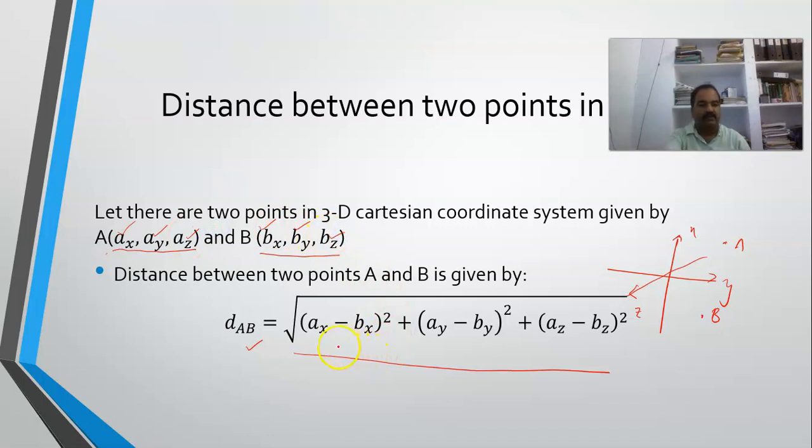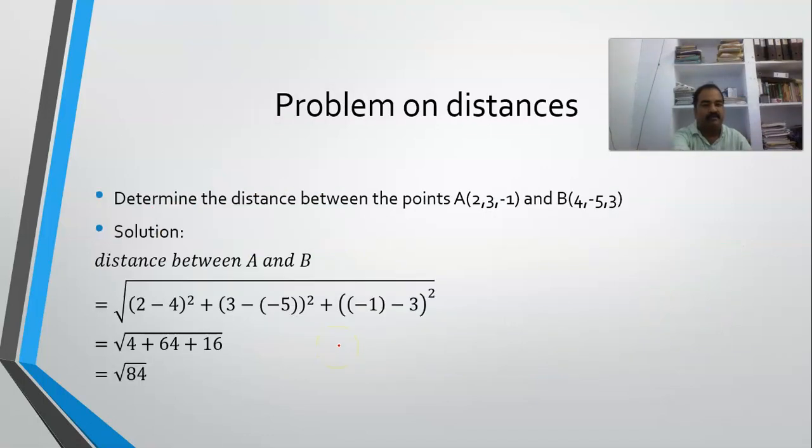Now we'll do a sample problem on this one. This is the problem: determine the distance between the points. So these are the 2 points. The distance between A and B is given by the square root of 2 minus 4 whole square plus 3 minus of minus 5 whole square plus minus 1 minus 3 whole square. So its value is square root of 84.